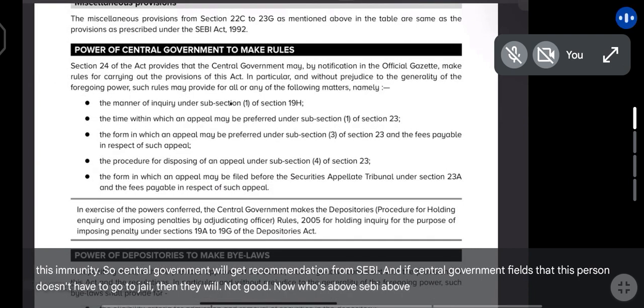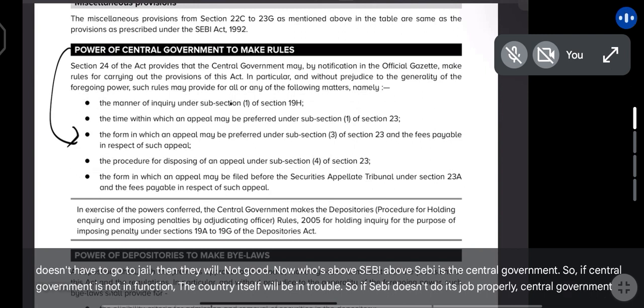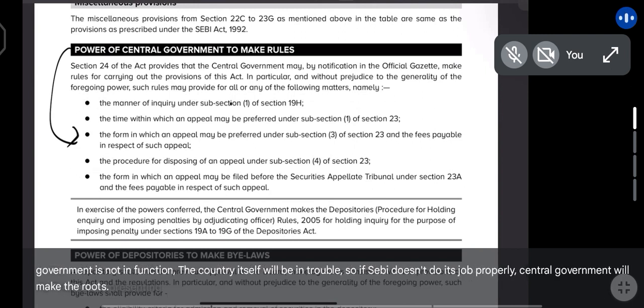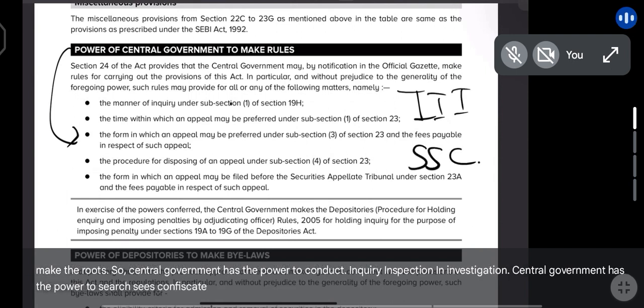Now, who's above SEBI? Above SEBI is the central government. So if the central government is not in function, the country itself will be in trouble. So if SEBI doesn't do its job properly, the central government will make the rules. The central government has the power to conduct inquiry, inspection, and investigation. It has the power to search, seize, confiscate. It has the power to make rules and regulations.